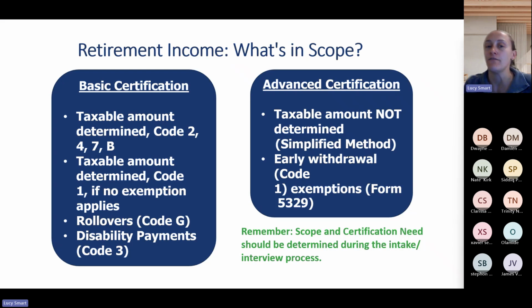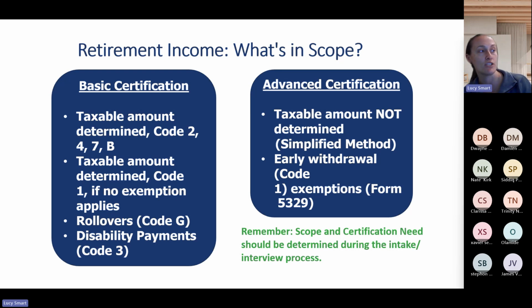Retirement income is known to be a complicated tax subject, and because of that, only some types of retirement income are in scope for basic level volunteers. The biggest distinction between basic and advanced retirement topics is whether the taxable amount is determined or not. If it is determined, it's likely in scope for basic volunteers, but if the taxable amount is not determined, an advanced volunteer has to complete the return. And remember, scope should always be determined during the intake and interview process before tax prep in TaxSlayer begins.